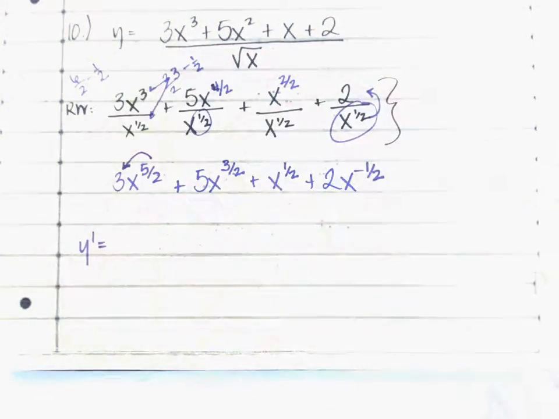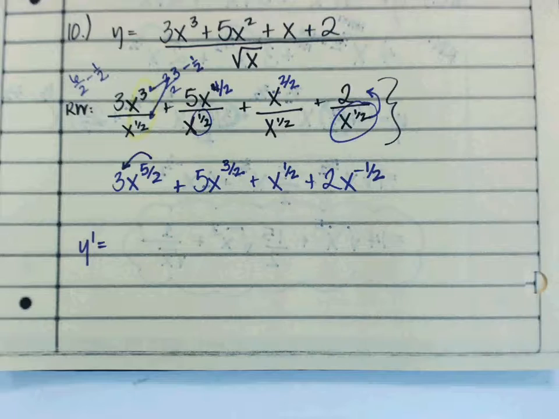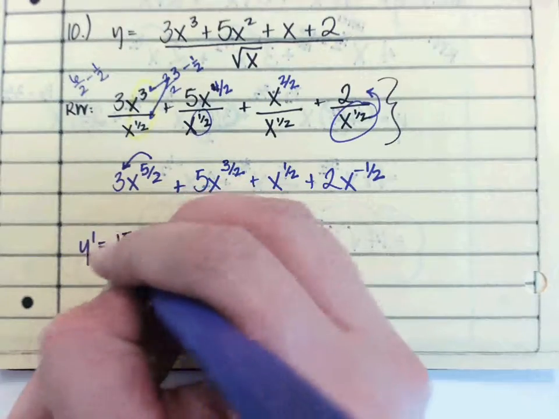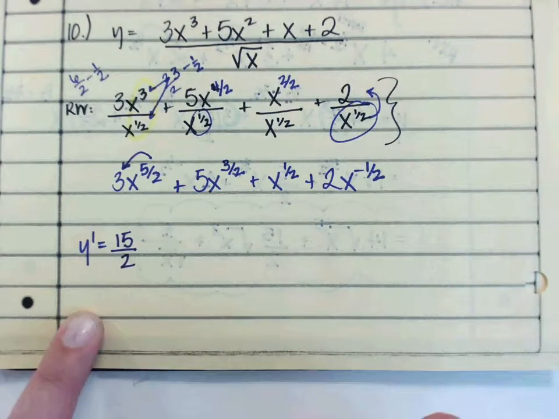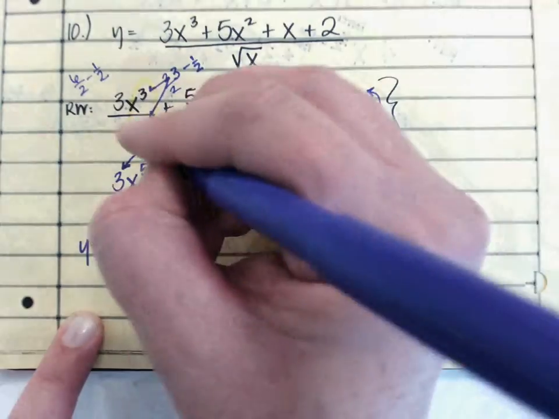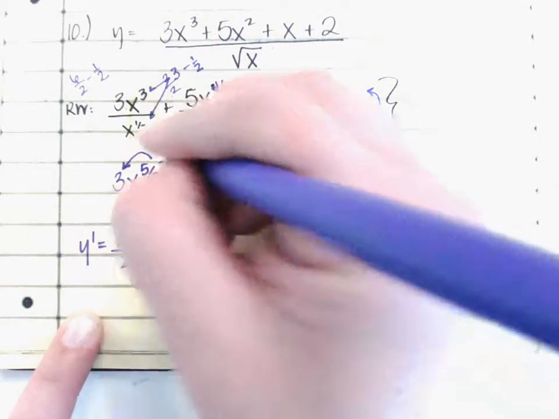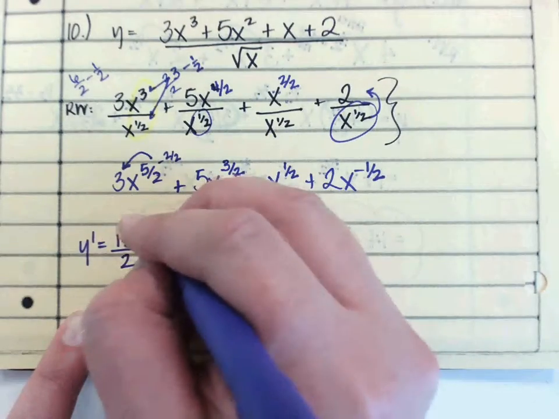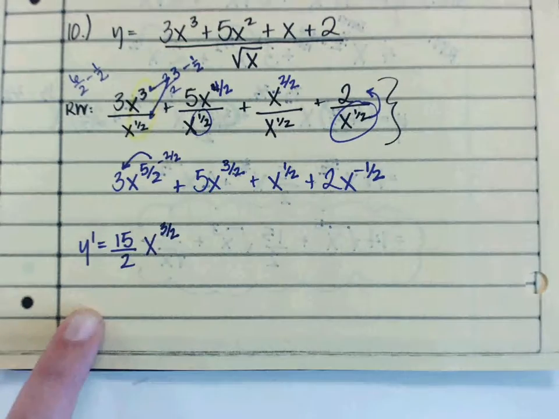Okay, first term, 3 times 5 halves. I'm not going to write that middle step this time. But what would 3 times 5 halves be? 15 halves, because I do 3 times 5, get 15, can't divide by 2. Then I'm going to minus 2 halves. What's 5 halves minus 2 halves? 3 halves, or 3 over 2.